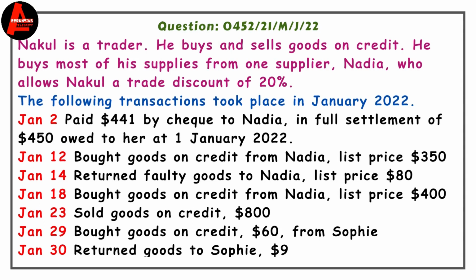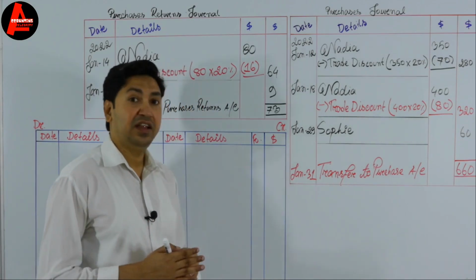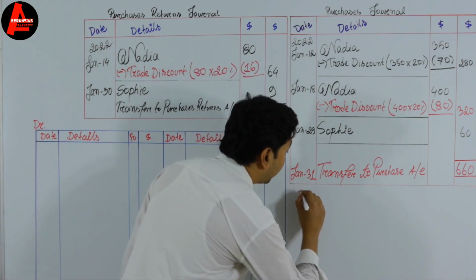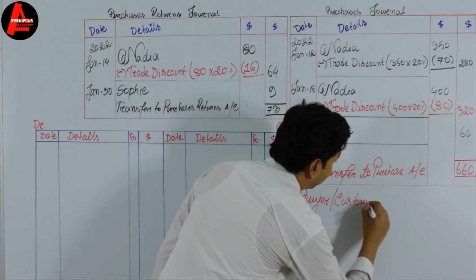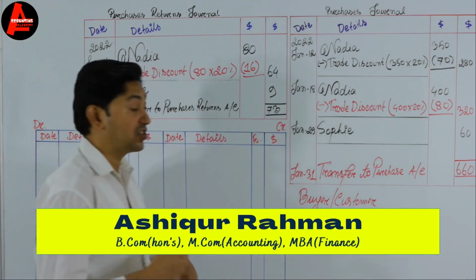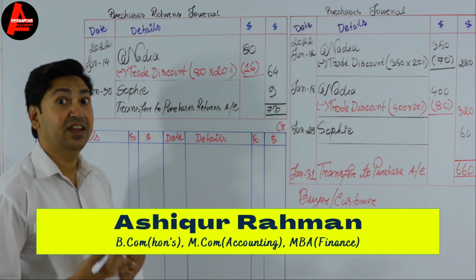Nakul is a trader. He buys and sells goods on credit. He buys most of his supplies from one supplier, Nadia, who allows Nakul a trade discount of 20%. So who are we? We are Nakul. Are we the customer or the buyer? We are the buyer, Nakul. So who is our supplier? Our supplier or seller is Nadia.